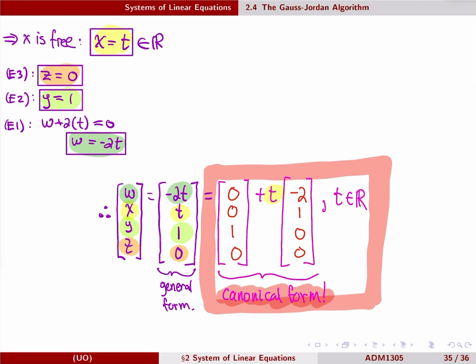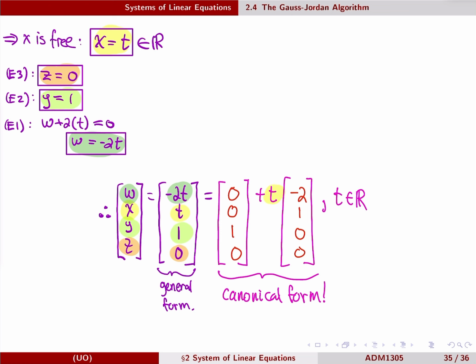Remember, as soon as you have one free variable or more, you have infinitely many solutions. All right, for that example, that's it.